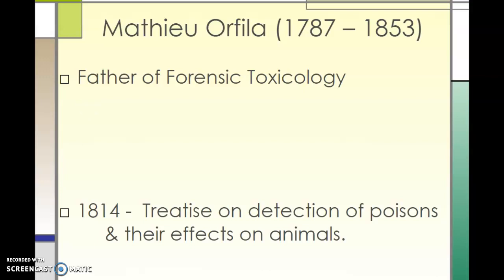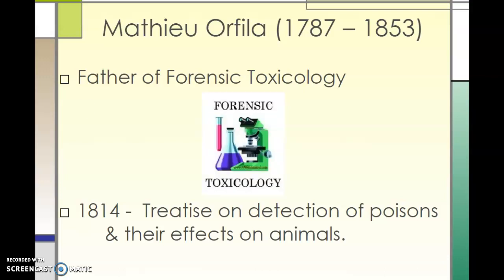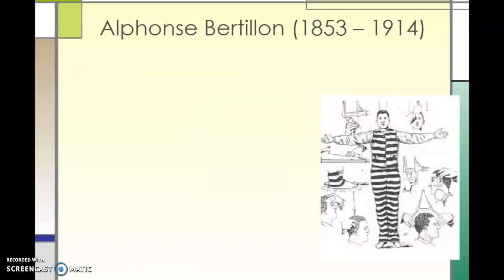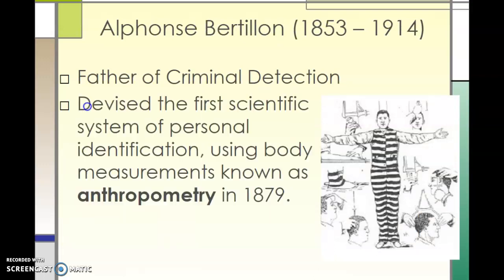So this guy was a father of toxicology, which basically detects poisons. It's to detect if there's something toxic in somebody's system, whether or not somebody had been poisoned or accidentally encountered something that would kill them. And then there's Alphonse. He is the father of criminal detection. He devised the first scientific system of personal identification, where they actually measured your body parts to determine your measurements and how that would affect what you would do. And also to identify you.